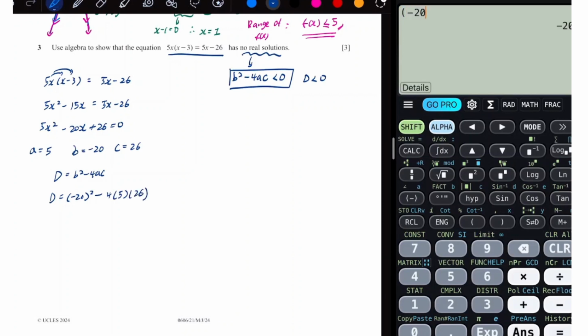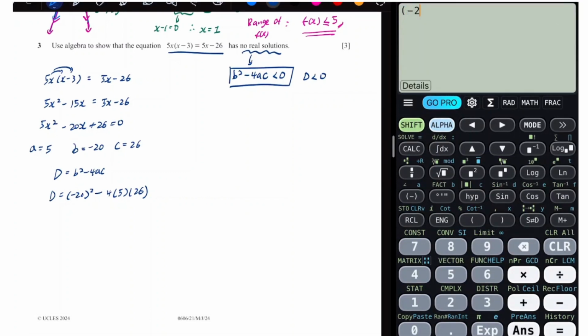Minus 20. How can I mute the sound? Hold on, just give me one second. Minus 20 squared minus 4. Oh, I like this calculator more.